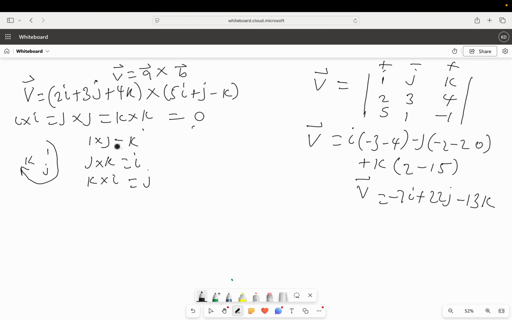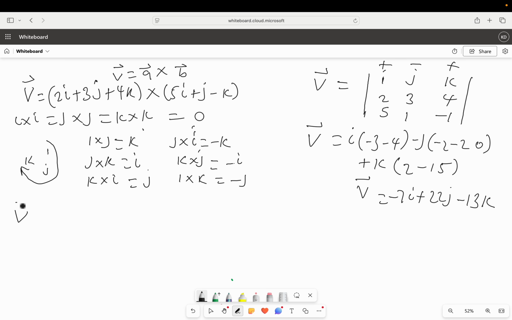So the reverse of the product is just the negative of the solution. So I will have j cross i as minus k, then k cross j will just be minus i, and then i cross k will just be minus j. So I can start my multiplication.